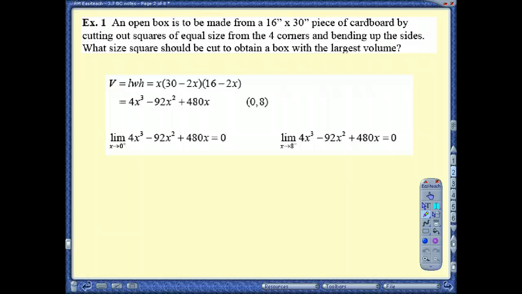So we have this nice little piece of cardboard, and we're cutting out these squares of equal size. These are all being cut out. And then what we have left, we're going to take this flap and fold it up, this flap and fold it up, this flap, fold it up, this flap and fold it up, so that we have this nice tray.